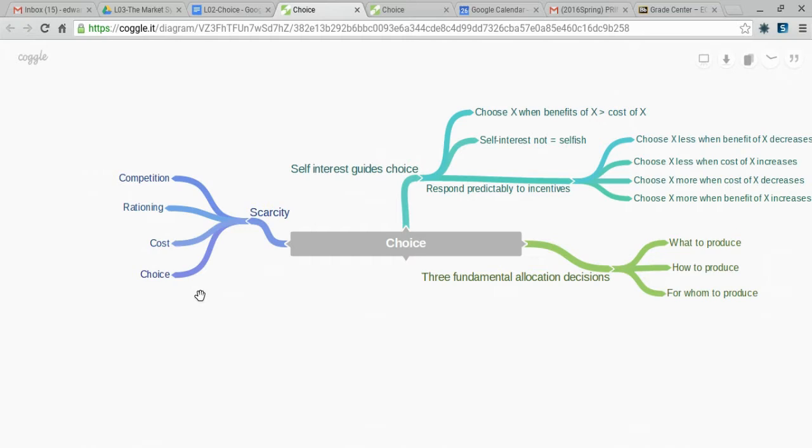Choosing more of one thing means that we're going to give less of something else. The things we give up are called the opportunity cost. And opportunity cost is the true measure of the cost of a choice.